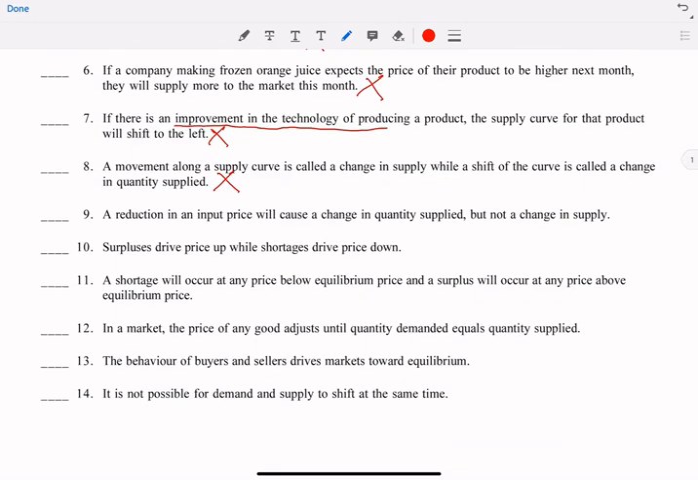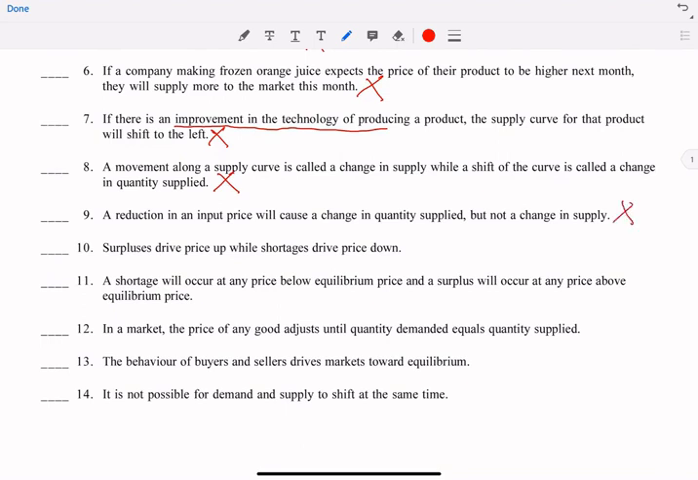Okay, ninth problem. A reduction in an input price will cause a change in quantity supplied, but not a change in supply. Well, this is obviously wrong because a reduction in input price should cause a change in supply, and then the change in supply will cause a change in quantity supplied.